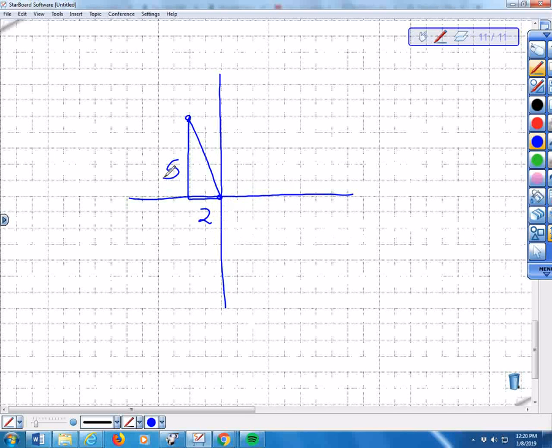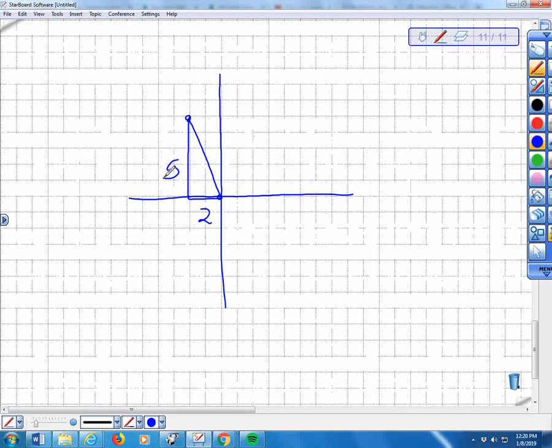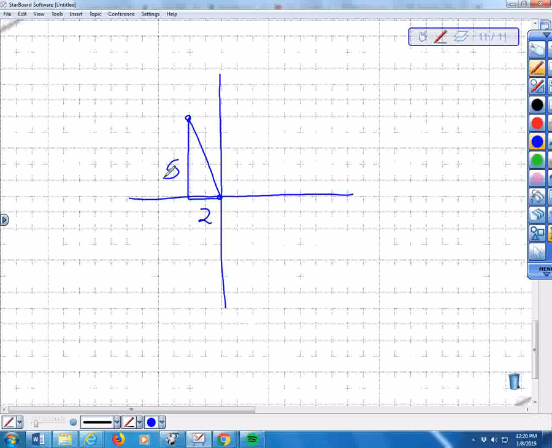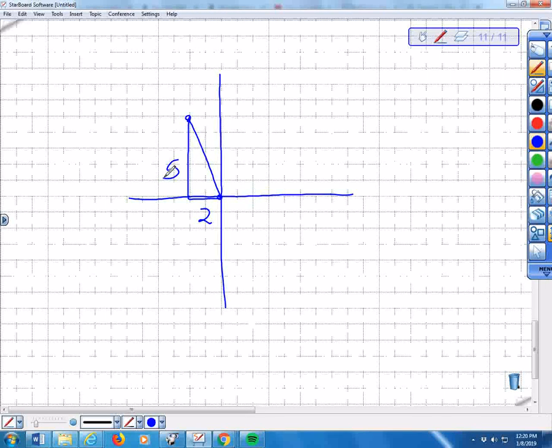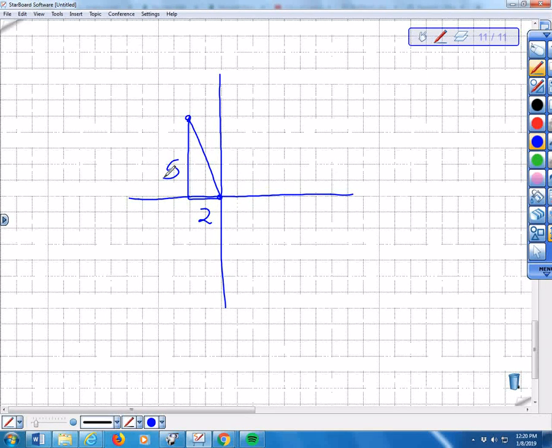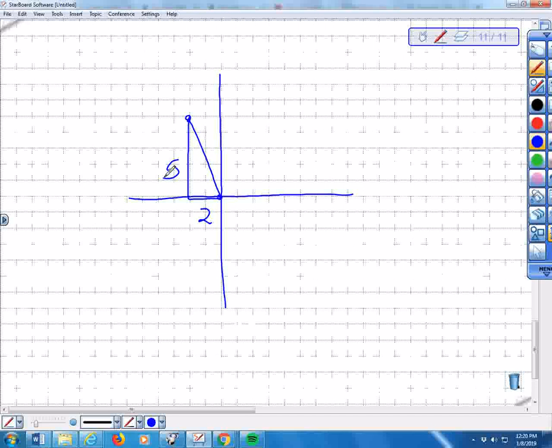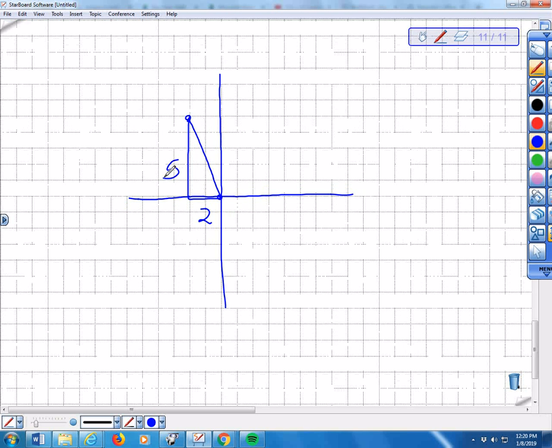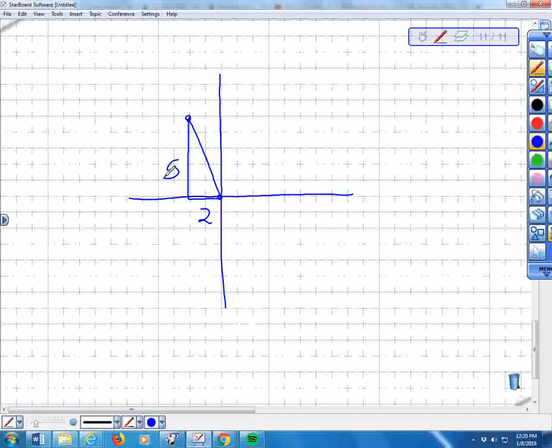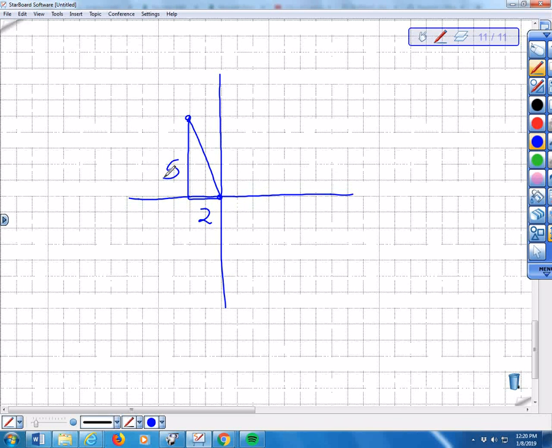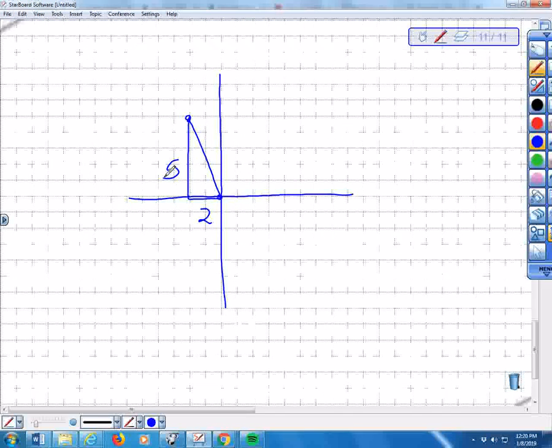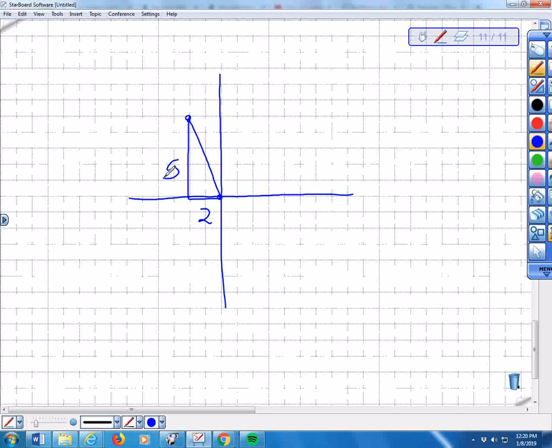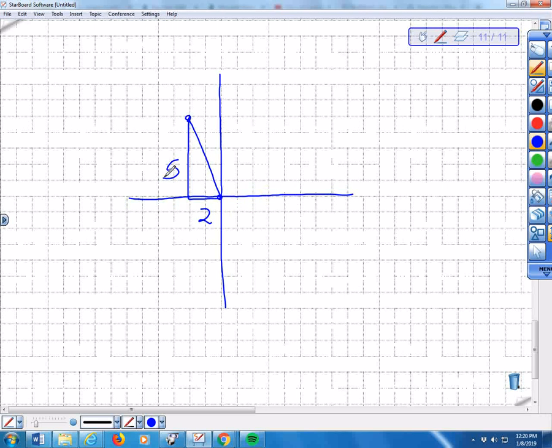So how do I find the hypotenuse of a right triangle? 4 plus 25 is 29, so it's the square root of 29. So you put that in your calculator and you round it to the 100th. The square root of 29, what did you get? Not 29 squared, the square root of 29. 5.3. Okay?